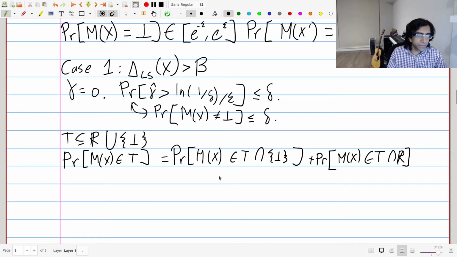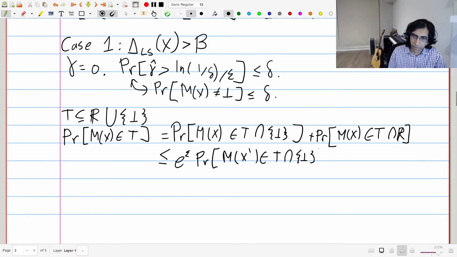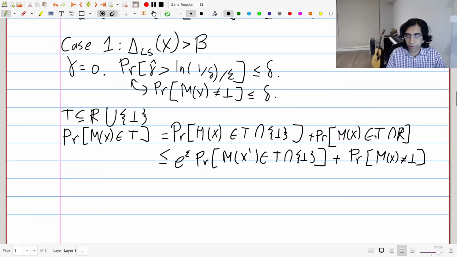So here we can bound this as follows. We can bound this as less than or equal to the following: e to the epsilon times the probability that M(x prime) is in T intersect bot. We'll explain this in a sec, so don't worry. Plus the probability that M(x) is not equal to bot. And this is also not completely obvious, but it's also an upper bound. So let's see both of these.